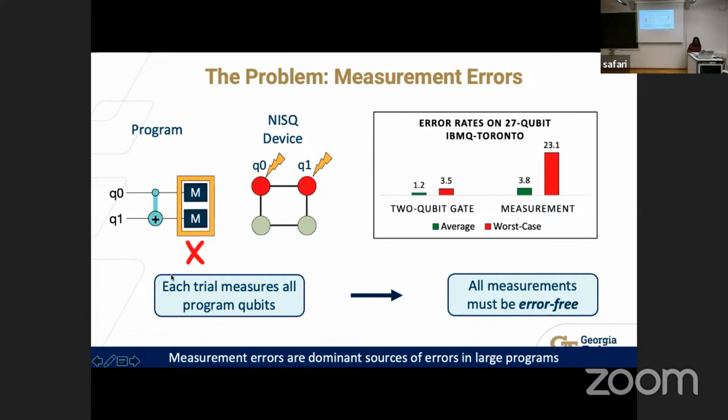So the question was about improving measurement error rates at the device level. I wouldn't say they are not improving. They are improving, but the pace is much slower. And in many cases, it's just hard to understand the source of the errors and mitigate them.